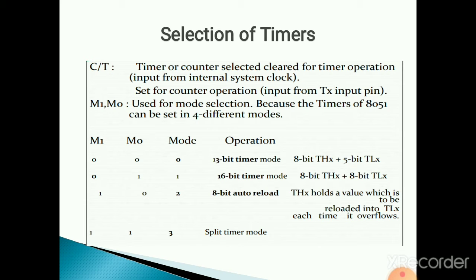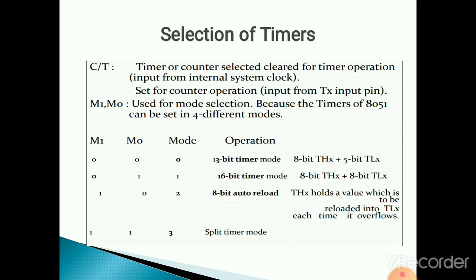Selection of timers: counter or timer. Timer or counter is selected: clear for timer operation, input from internal system clock, and set for counter operation, input from Tx input pin. Next are M1 and M0, used for mode selection, because the timers of the 8051 can be set in 4 different modes.